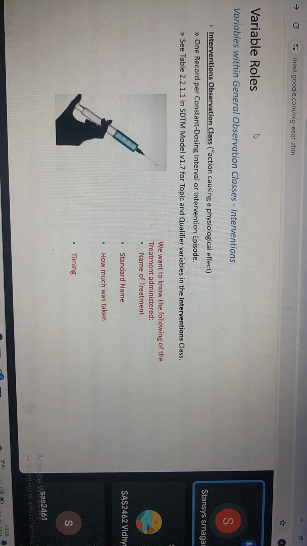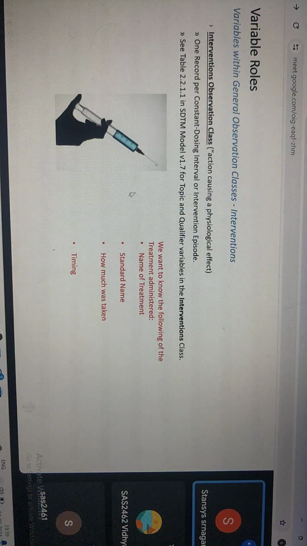For example, based on the variable role classification and the data points, we will see how we can identify variables. Take the variables in the general observation class of interventions. In interventions, what are we going to capture? What kind of treatment they are giving. Here the structure of the domain is one record per constant dosing interval or intervention episode. We want to know the following about the treatment administered.